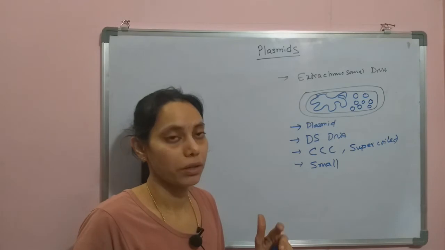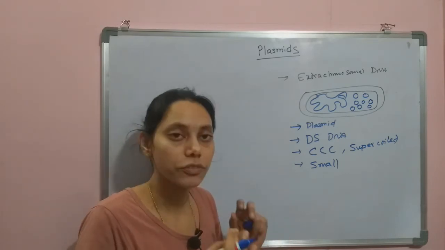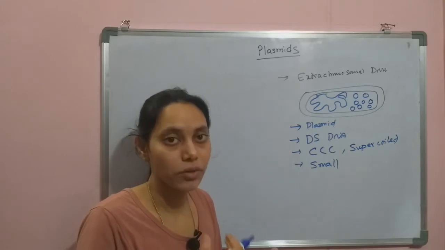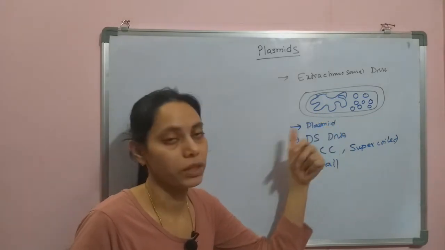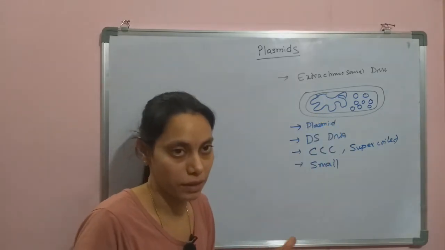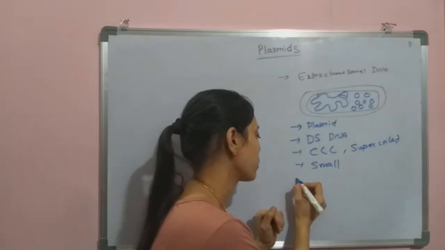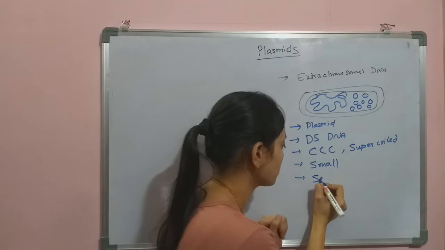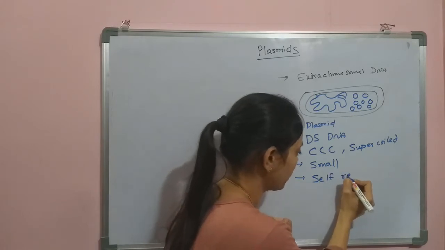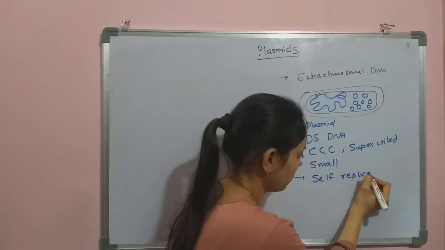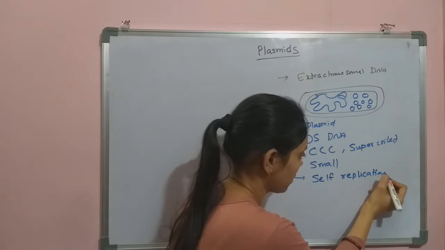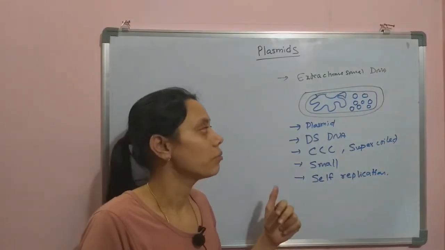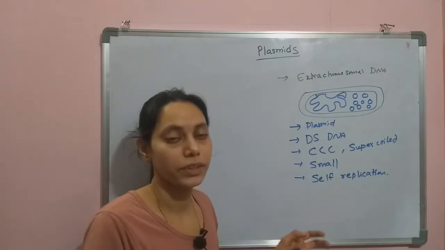We can compare like this. The size of the plasmid will be some 10 kb to hundreds of kb, but the chromosomal DNA will be 1000 kbs at least. And these have their own self-replicating ability. So they are not dependent on the main chromosome or the host for their replication.